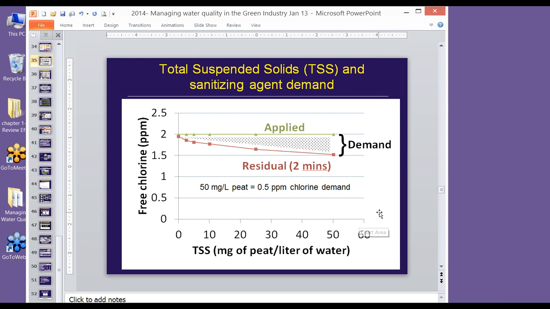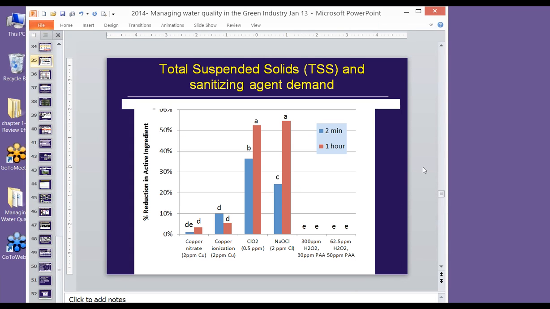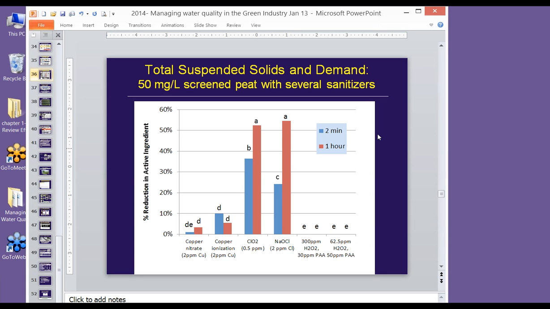So now, how do all these total suspended solids and particles I've been talking about affect the sanitizing agent demand? This is research that was also carried out in our lab by Dr. Huang. He applied a chlorine concentration of 2 parts per million, and then added increasing concentrations of peat, which is what you see here on the x-axis. When he measured the residual chlorine level after 2 minutes, the concentration goes down, indicating that those 50 milligrams per liter of peat exert a demand of 0.5 parts per million of chlorine. So we know that if we have dirty water, the demand increases, or in other words, the concentration of available chlorine decreases.